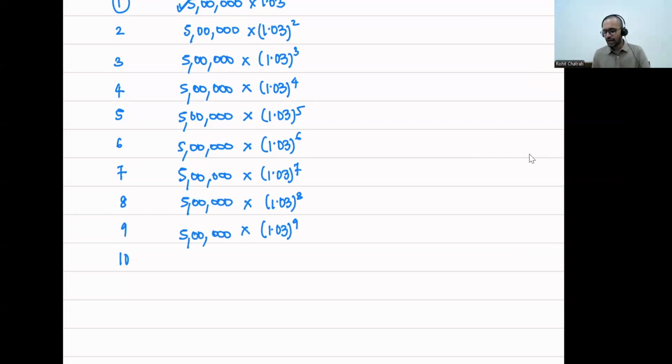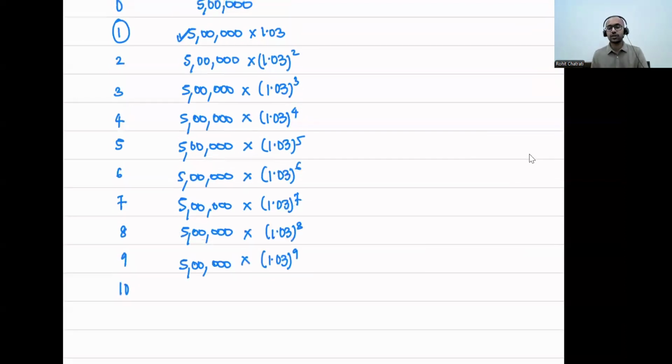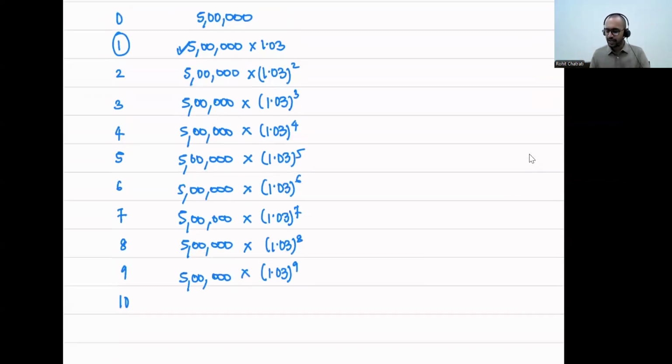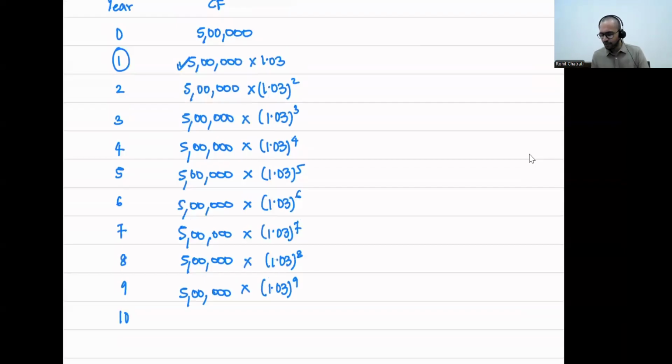Now, don't write 5 lakhs multiplied by 1.03 whole power 10. Reason being, this is actually the payment for the 10th year. The last year is actually the beginning of year 10. This is the payment that we are making at the beginning of year 10, and that is the payment for year 10 itself. We are going to have a total of 10 payments.